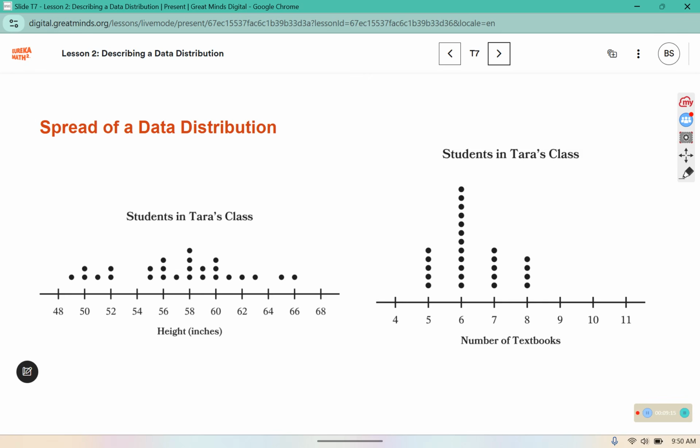So here's that distribution. Which of these is more spread out? Well, the data values vary more in the height than in the textbooks. There were only 4 different values for textbooks, but there's several different values for their heights.